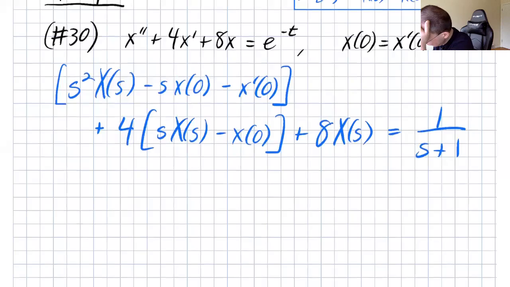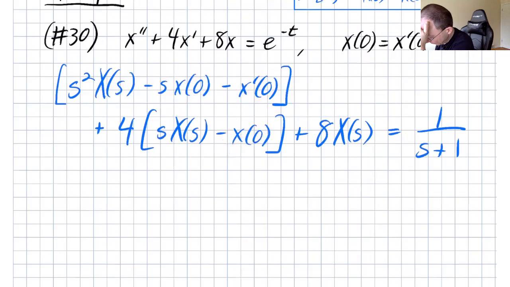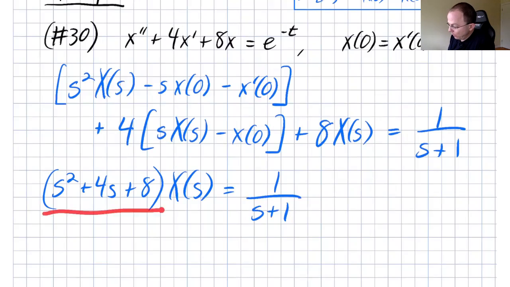Okay, so these initial conditions are quite nice. It means all of this stuff here is just gone. So we're left with s squared plus 4s plus 8 times x of s is equal to 1 over s plus 1. Remember when I said that we always get the characteristic polynomial appearing here? That's precisely the characteristic polynomial of that. So always double check that what you have here is the characteristic polynomial of this differential equation.